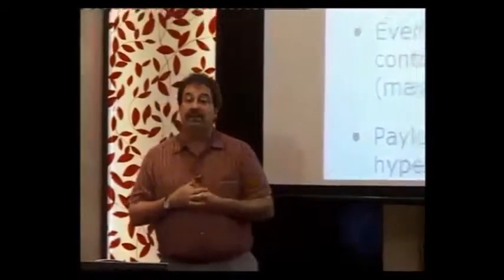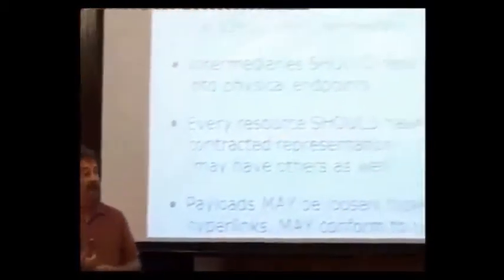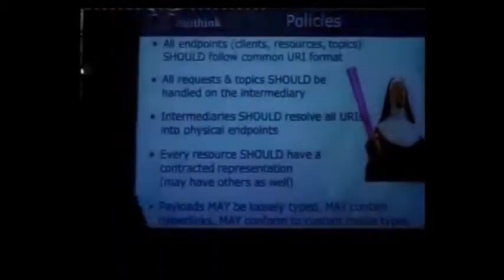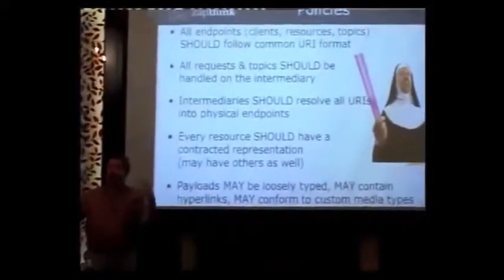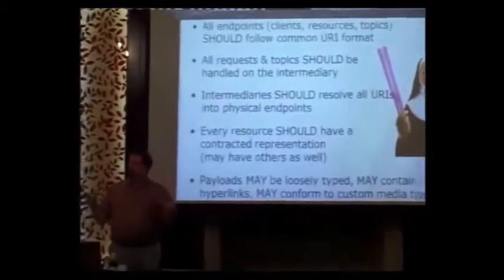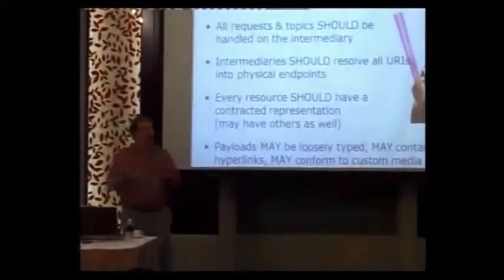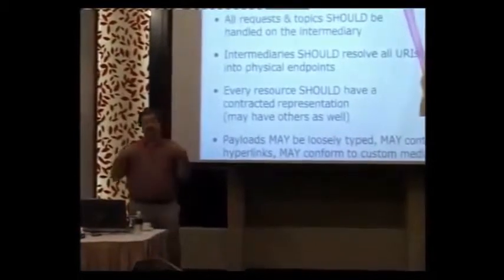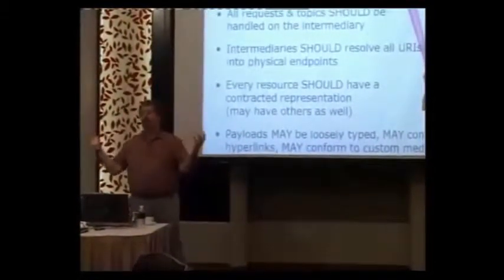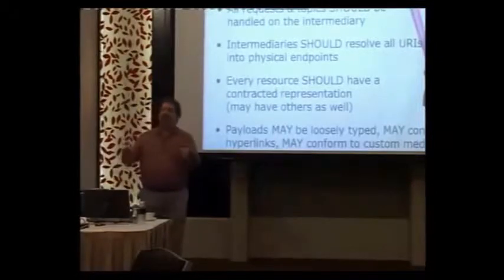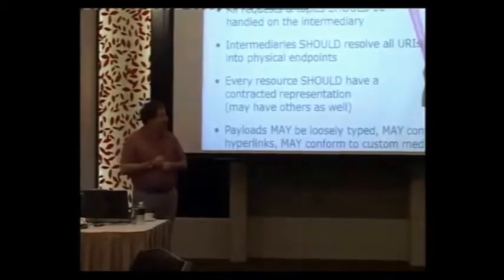Every resource should have a contracted representation. You may have other representations as well, right? So the resource might give you some sort of contracted representation that is constrained based upon the endpoint reference, but there could be other representations as well. So it could be a web form, but you might fetch an image. And all it is is an image, and that's fine too. But at least one of the representations should be a contracted representation.